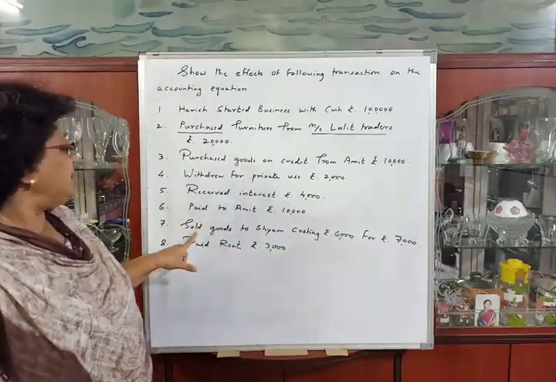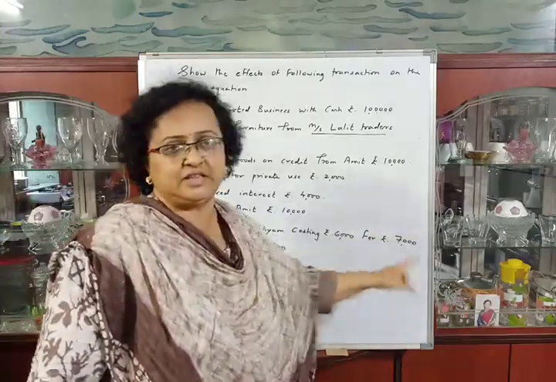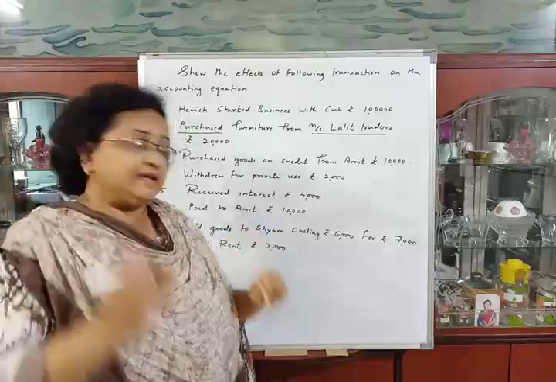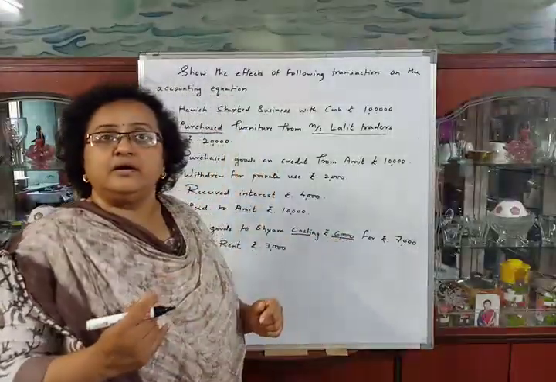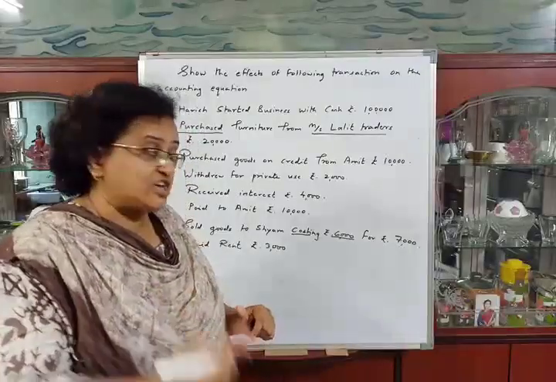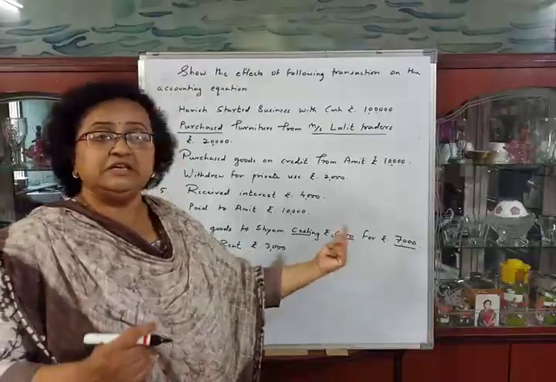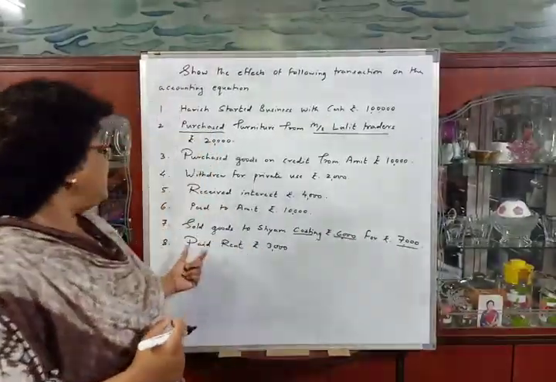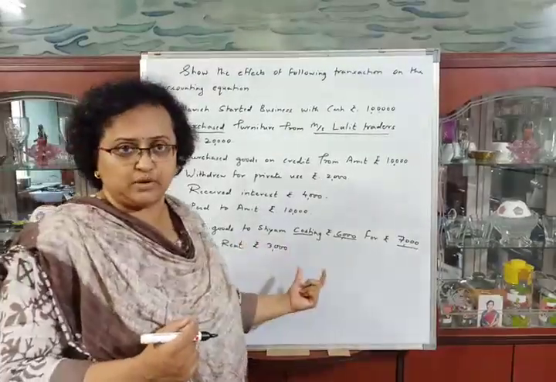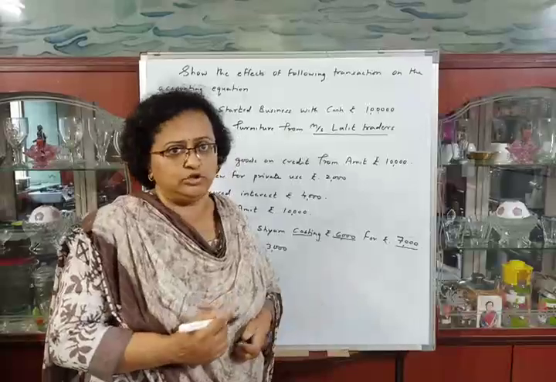Okay. Next, sold goods to Sham costing rupees 6,000 for rupees 7,000. Means we are selling the goods costing rupees 6,000, but the selling price we have charged will be rupees 7,000. So the difference between these two amounts will be our profit. Okay. Then paid rent rupees 3,000. Okay. Now we will solve the problem on the board.